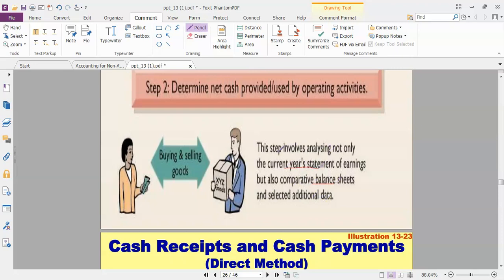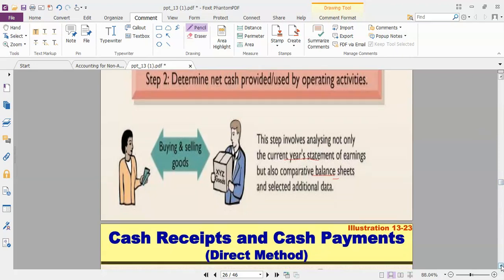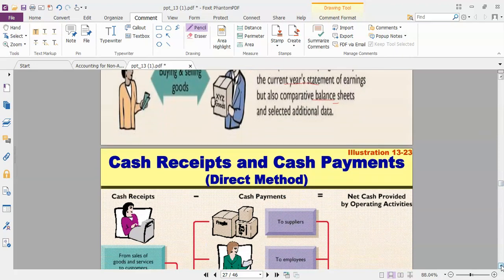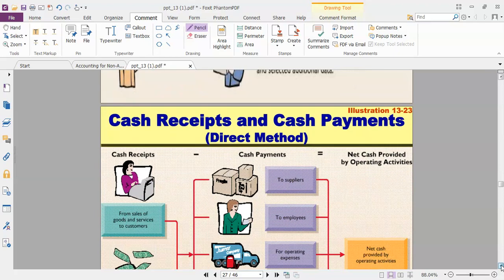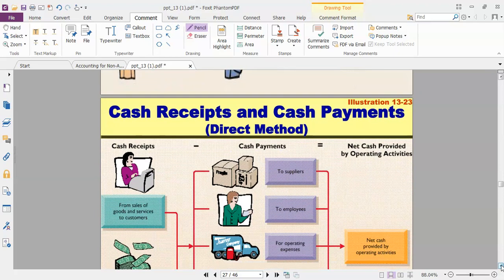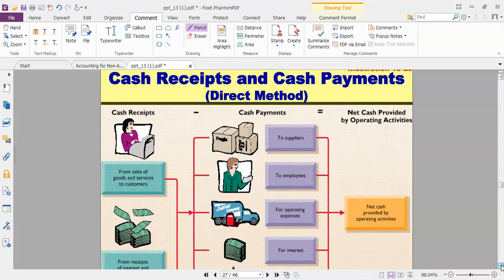So that's why when you look at the question, they also give you the information regarding the balance sheet or statement of financial position, so that you can compare the balances. So this is the cash receipt and cash payment. The direct method uses the cash receipts and also cash payments.